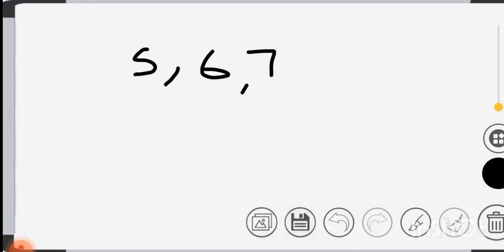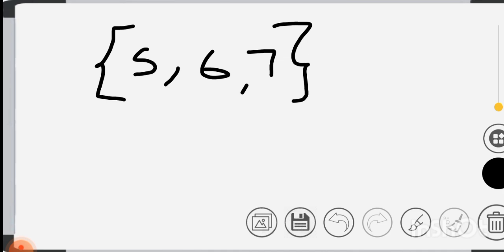So this is not a set yet. These are just elements, whole numbers from 5 to 7. Before I write a set, I must enclose it with curly brackets or braces. This will make it a set. So this is the set of 5, 6, and 7.